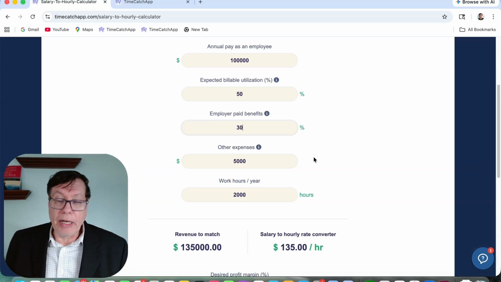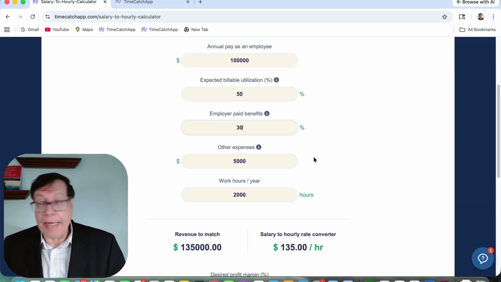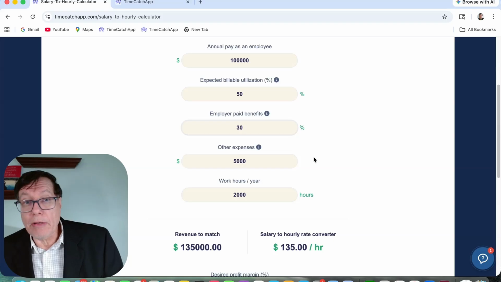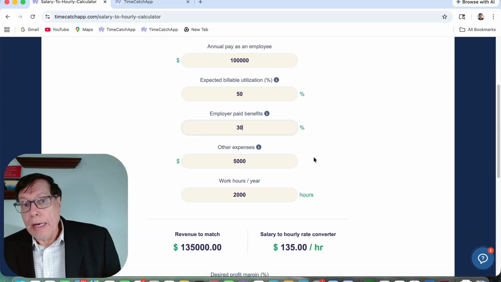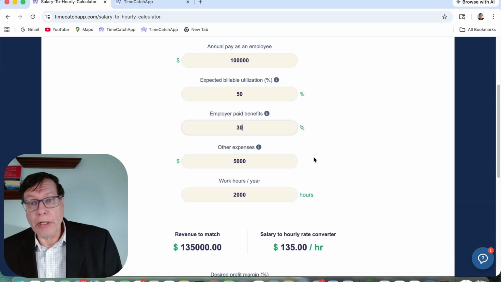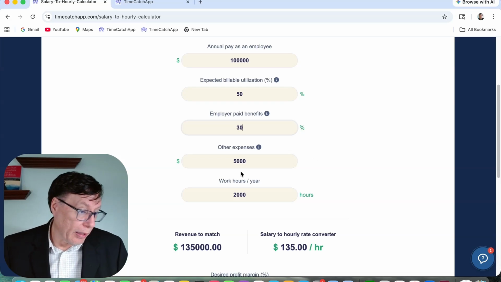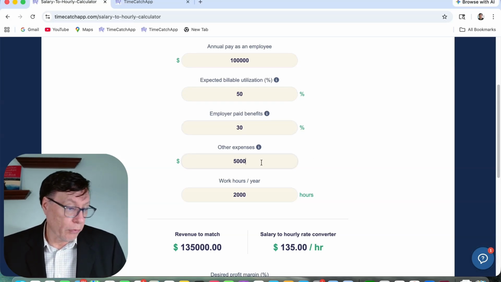If you buy a new computer once a year, you've got to add that in. If you're paying for cloud services, cloud computing, you've got to add that in. Otherwise, you're going to be running your projects at a loss. So add that in. I'm just adding in $5,000 here for this example.